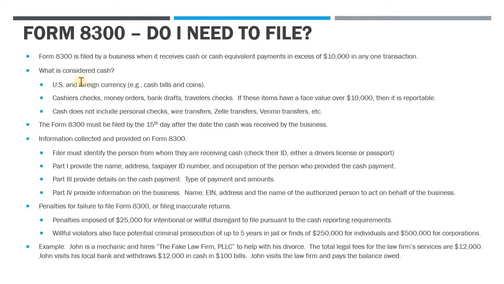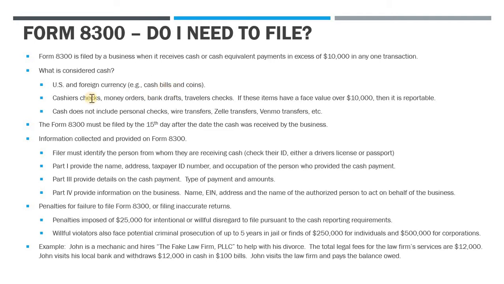So what is considered cash? Well, the obvious stuff: U.S. and foreign currency, cash bills and coins. If somebody comes in and pays with a bunch of $100 bills, that's cash. If they pay in quarters and you've got $20,000 worth of quarters, that's also a cash payment.